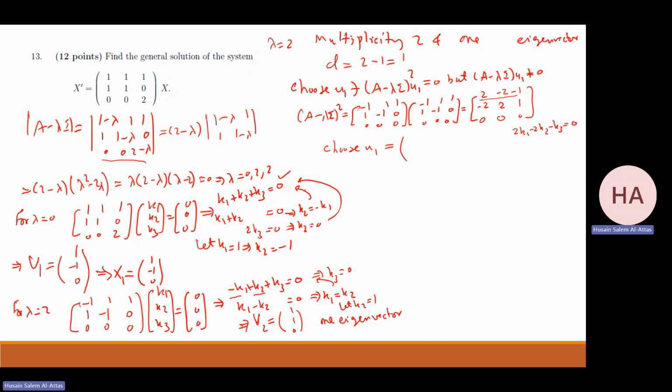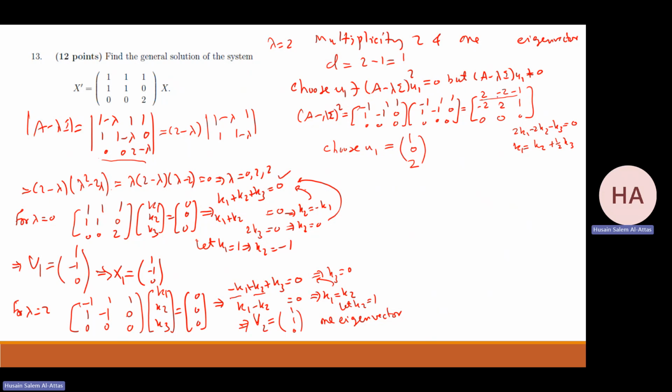I need to choose u1. I have 2k1 minus 2k2 minus k3. Let me let k3 be 2. Since I have k1 is what? k2 plus half k3. I let k3 be 2 and k2 be 0. So k1 should be 1, which gives 2, 0, minus 2, which is okay. Now I can choose u1.